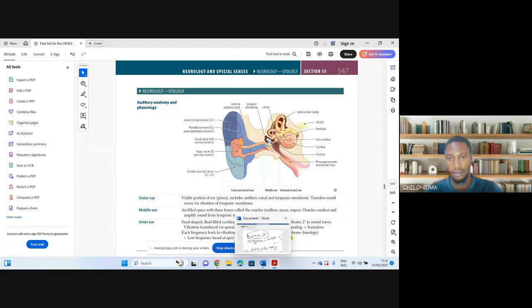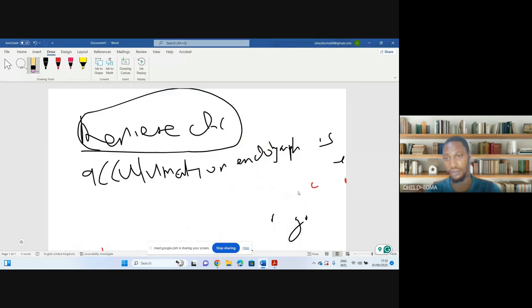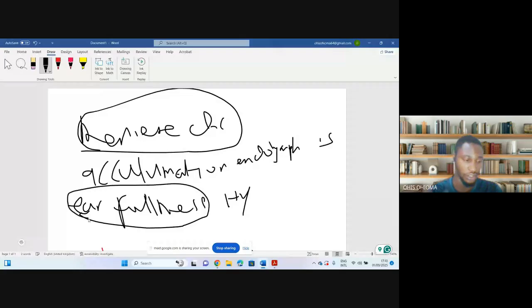And then the majority of the patients here present with the sensation that their ear is full, and that is very, very high yield for you to know. So when you see a patient that has this sense of ear fullness, like they tell you, oh, doctor, I feel like my ear is full, it's making a whooshing sound. So ear fullness. This is very, very high yield for you guys to know. High yield, right? So patients with Meniere's disease present with ear fullness.